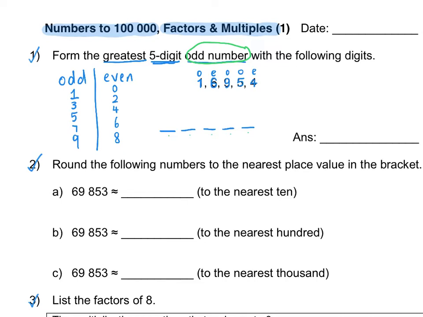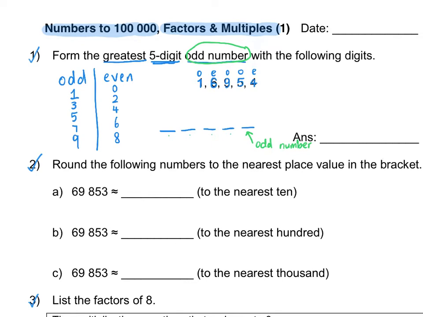Yes, to decide whether the number is odd or even, we always look at the last place value, which is the ones place. It must be an odd number. If the ones place is an odd number, it means that this 5-digit number will also be an odd number. So we always look at the digit in the ones place to decide if it's an odd or even number.